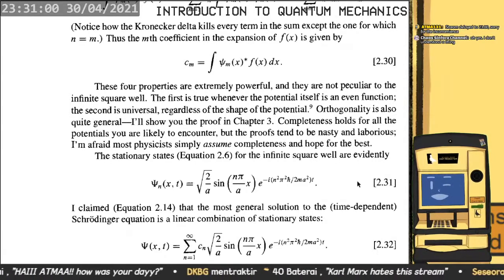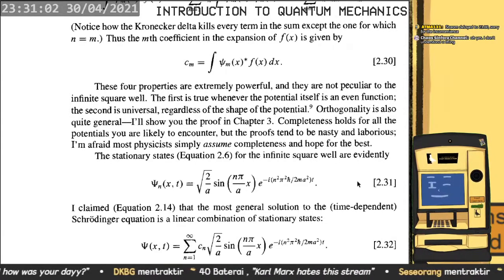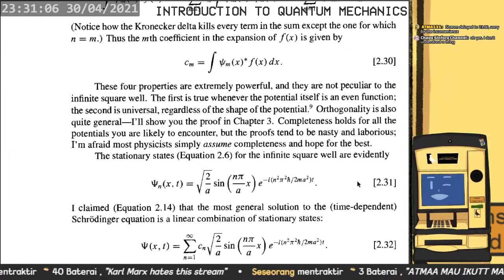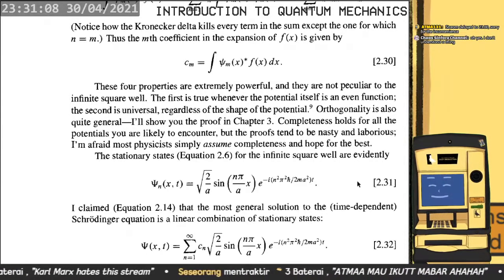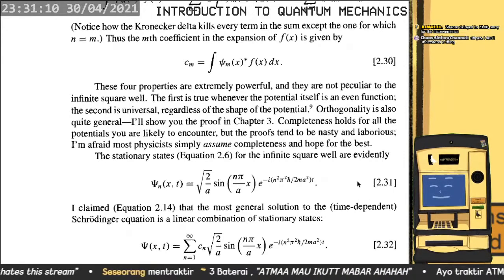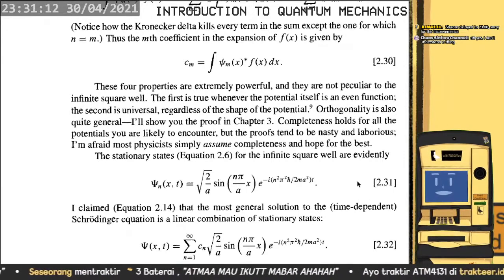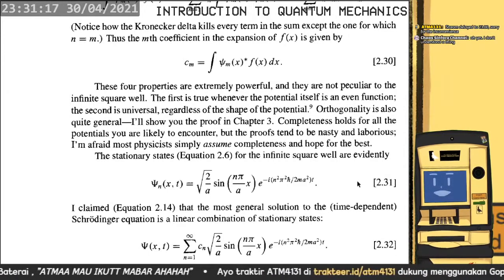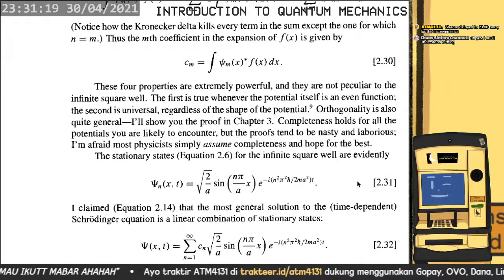Orthogonality is also quite general. I will show you the proof in chapter 3. Completeness holds for all the potentials you are likely to encounter, but the proofs tend to be nasty and laborious. I'm afraid most physicists simply assume completeness and hope for the best.